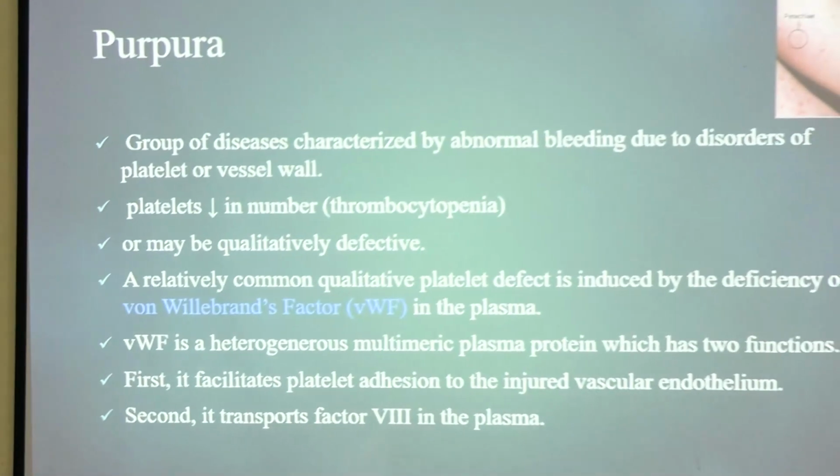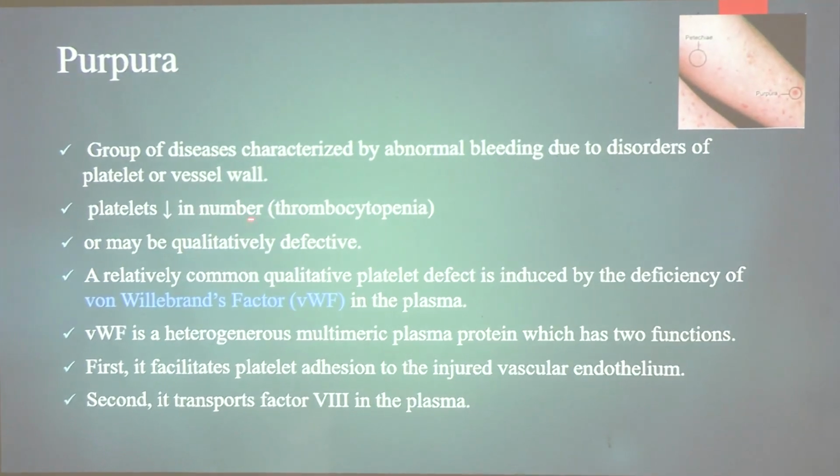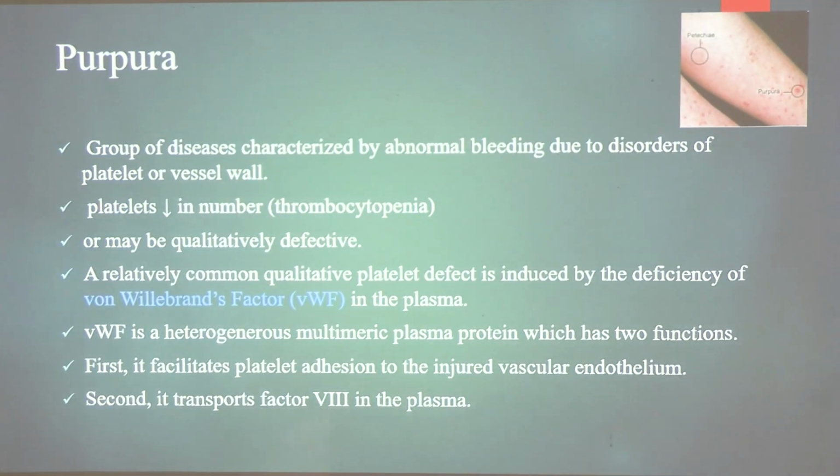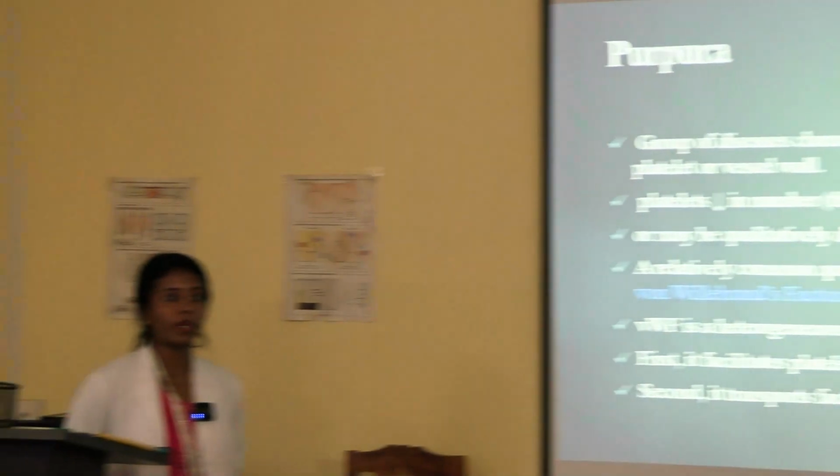Now we will talk about purpura, okay? This is characterized by abnormal bleeding due to a disorder of platelets or the vessel wall. What is thrombocytopenia? Platelets are also called thrombocytes, okay? If their count is decreased, we call it thrombocytopenia, okay?